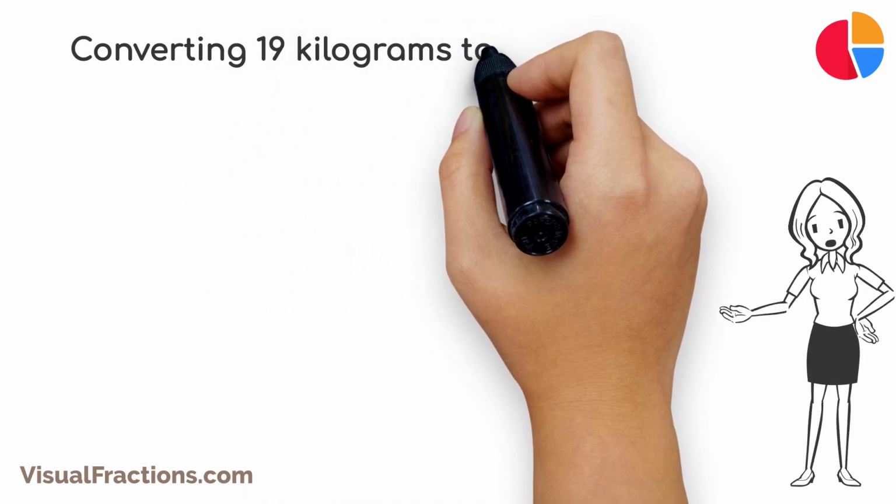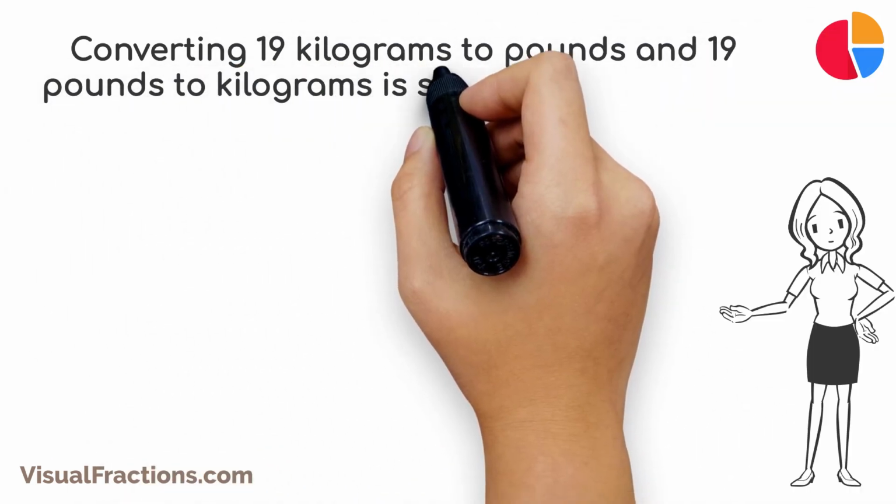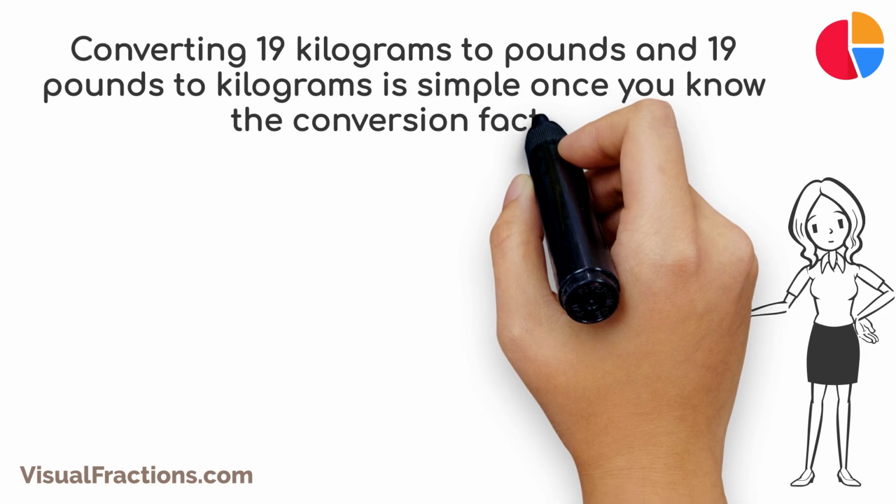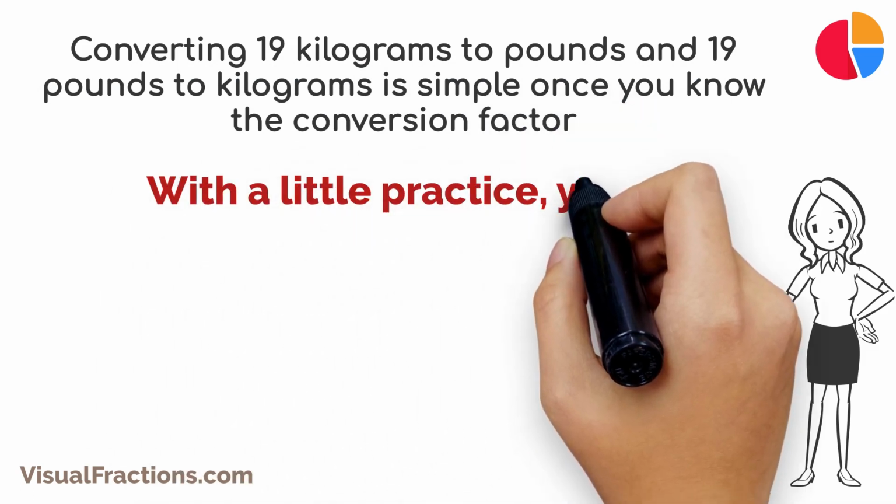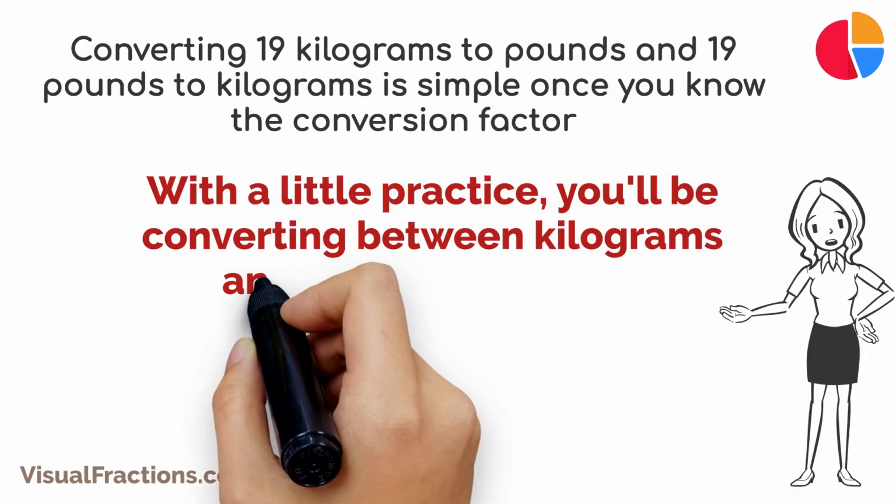Converting 19 kilograms to pounds and 19 pounds to kilograms is simple once you know the conversion factor. With a little practice, you'll be converting between kilograms and pounds in no time.